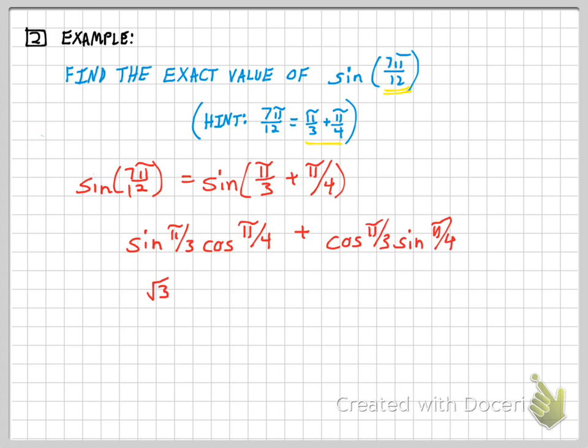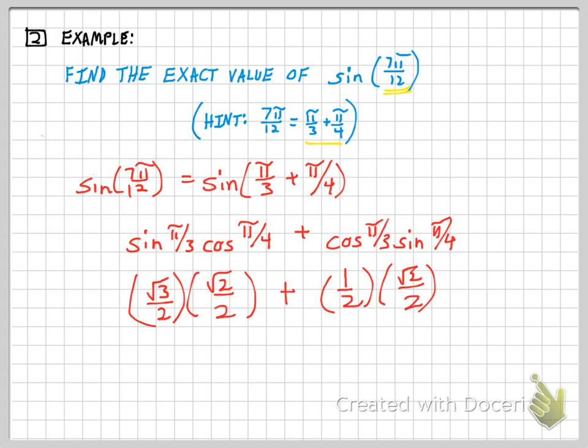So root 3 over 2 is my first value. I'm going to multiply that by root 2 over 2, which is the cosine of pi over 4. I'm going to take the cosine of pi over 3, which is a half, and I'm going to multiply that by the sine of pi over 4, which is root 2 over 2. All those unit circle values from the previous chapter are important. I get the square root of 6 over 4 plus the square root of 2 over 4, and your final answer is the square root of 6 plus the square root of 2 all over 4.